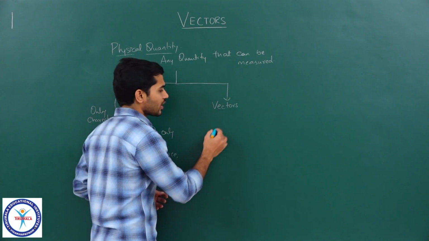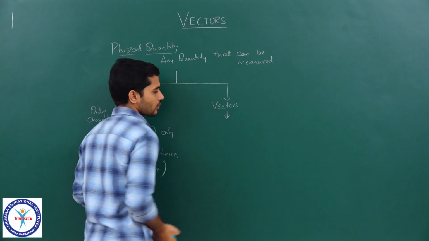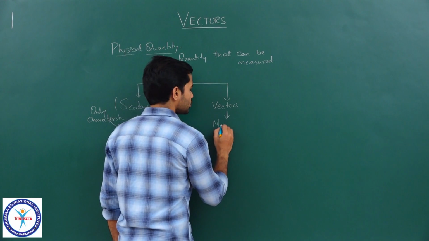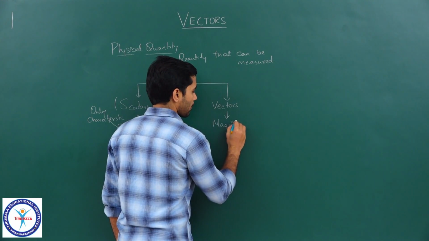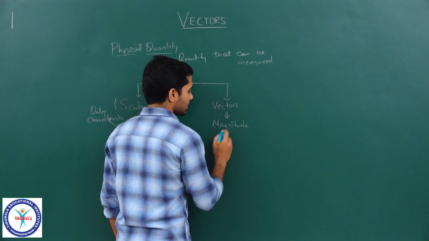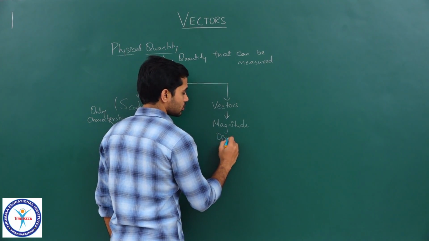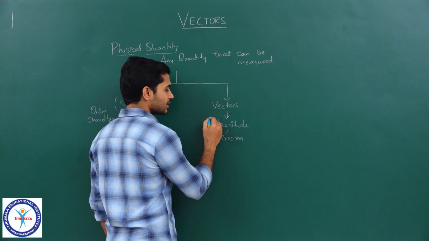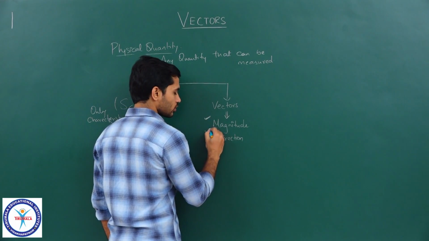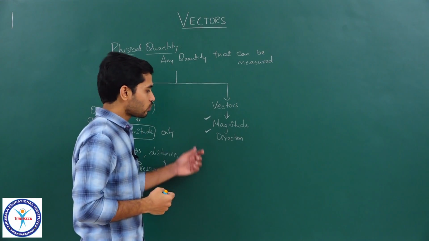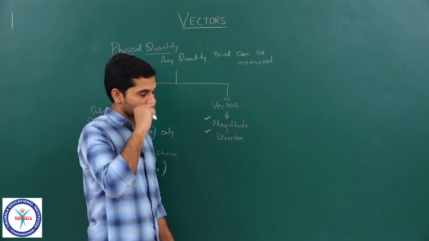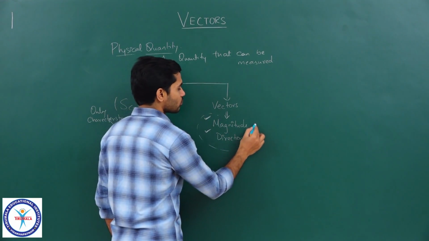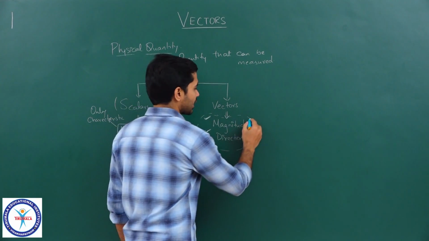But when we come to vectors, vectors have two characteristics. Clear? That is magnitude and direction. So, some quantities behave in this manner. Unless you express both, unless you give information about both magnitude and direction, they are not complete. So, you have not given the complete information. Some quantities behave in this manner. They have two characteristics.